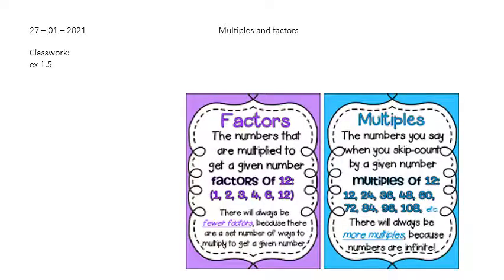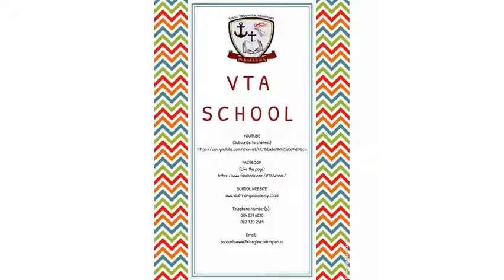So now for our homework. Please draw a line underneath yesterday's work. You write today's date. You write the heading, multiples and factors. You skip a line and you do classwork. And that means it is exercise 1.5. That is all for today.